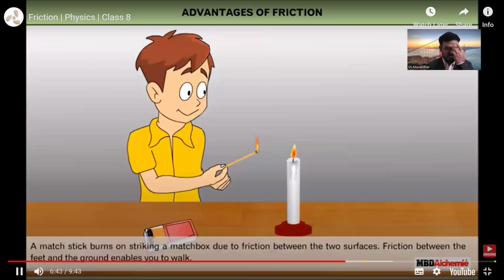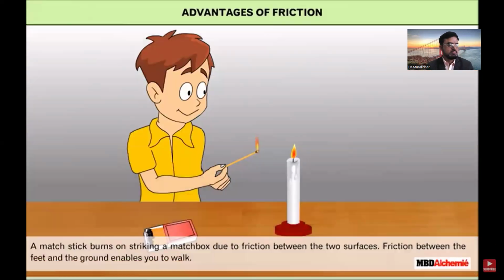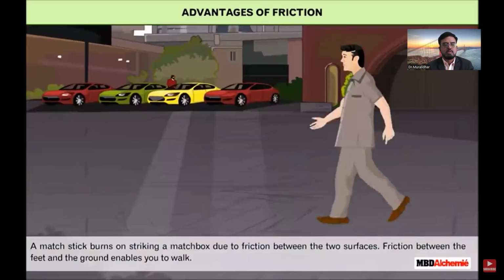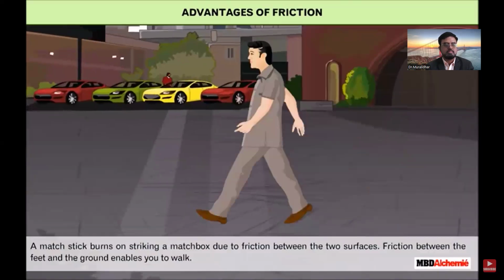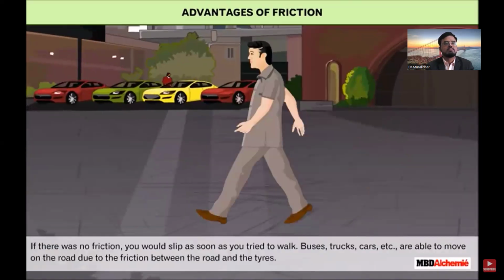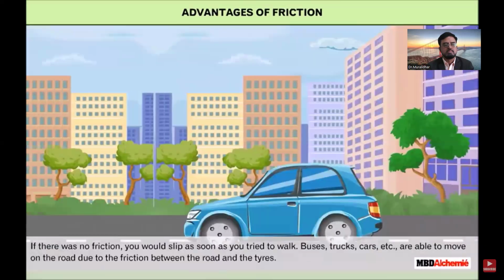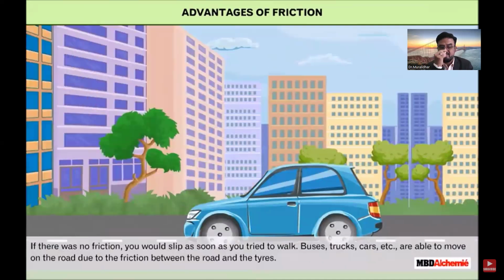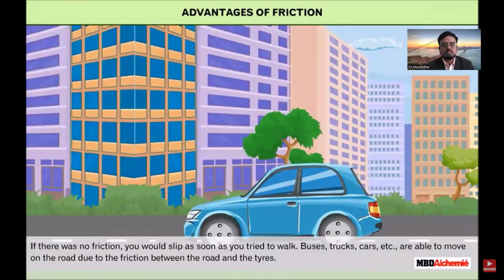A matchstick burns on striking a matchbox due to friction between the two surfaces. Friction between the feet and the ground enables you to walk. If there was no friction, you would slip as soon as you tried to walk. Buses, trucks, cars, etc. are able to move on the road due to the friction between the road and the tires.